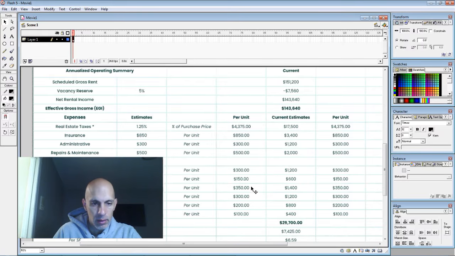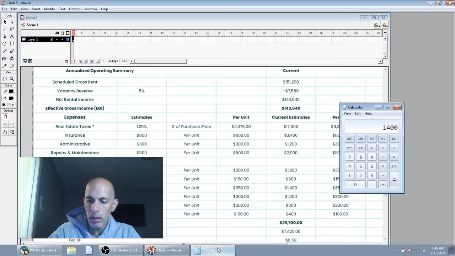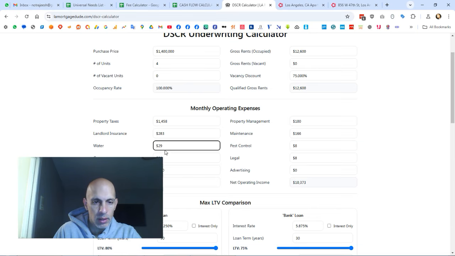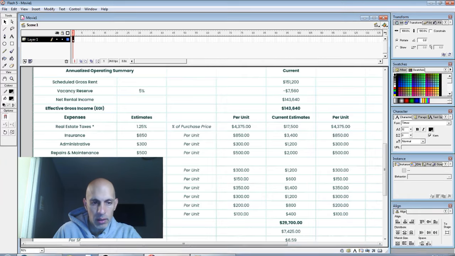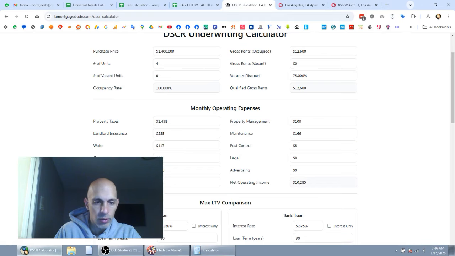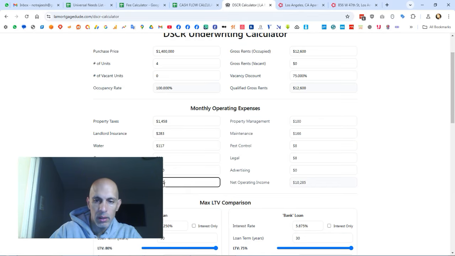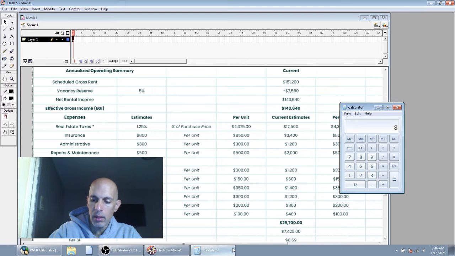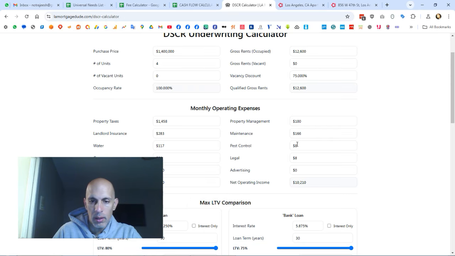Water is 1400, so a little over 100 per month, 116.66. And then we have trash, which is 1200 also, so 100 a month. Then we have contract services, which is 800, so 66.67. So let's see here, this is 33, this is 33.